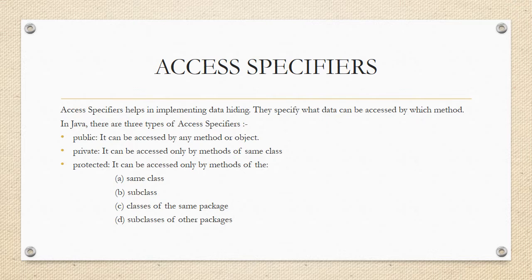So mainly there are three types of access specifiers. First one is public, second is private, third is protected. What do you mean by public? Like public transport, buses and trains, these can all be accessed by any person. Anybody can travel by these public transports.